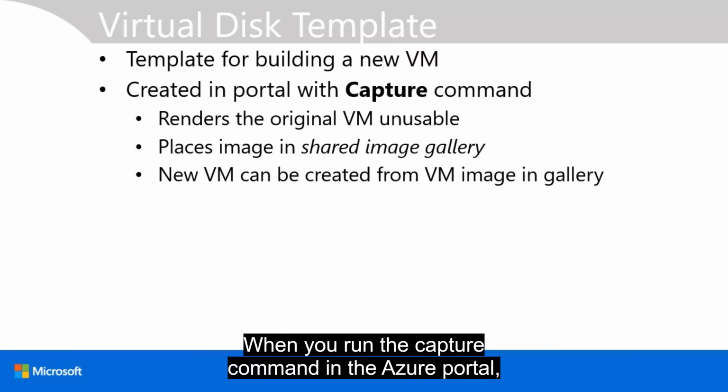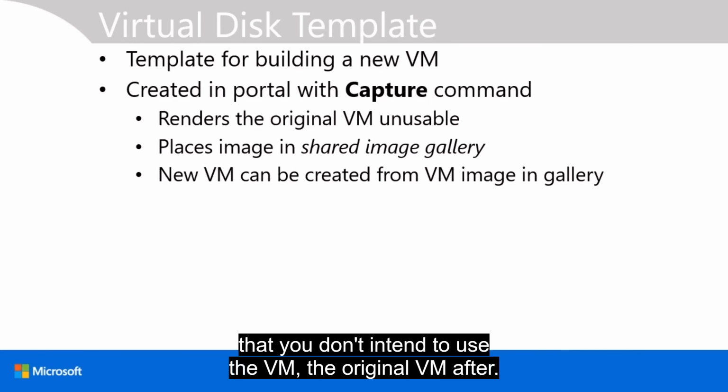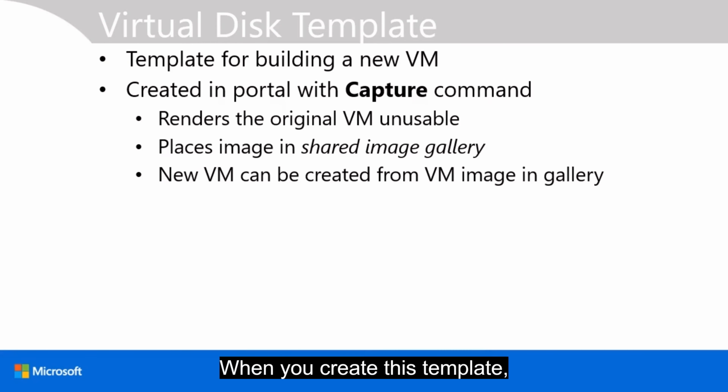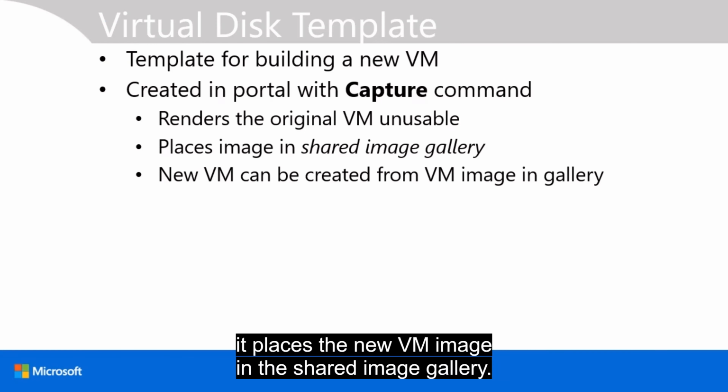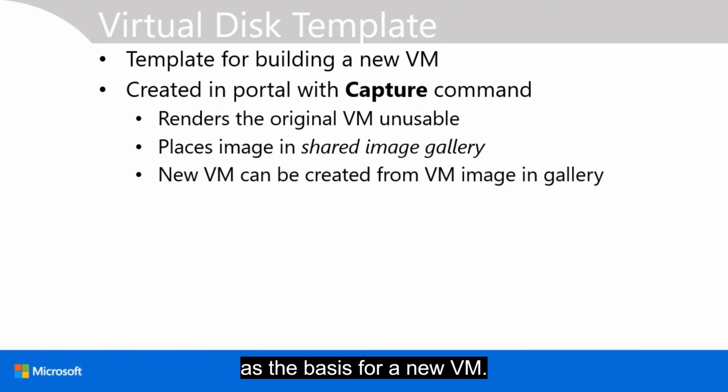When you run the capture command in the Azure portal, it does render the original VM unusable. So you need to make sure that you don't intend to use the original VM after. When you create this template, it places the new VM image in the shared image gallery. And then this image just becomes an image that you can use as the basis for a new VM.